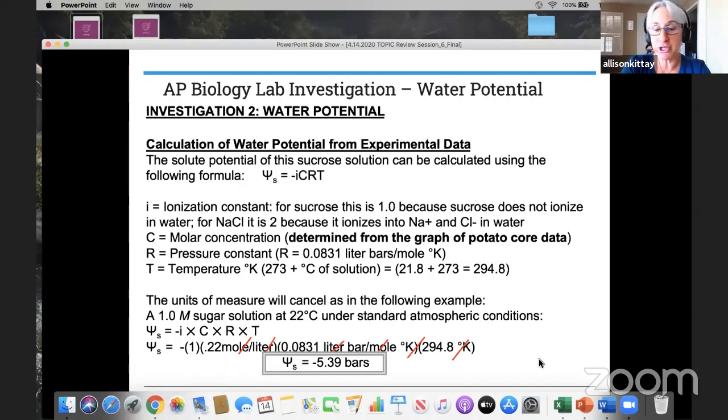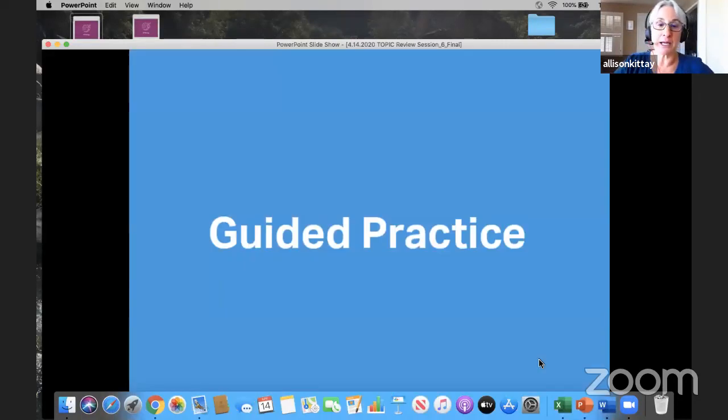So you can check my math, but you would just go ahead and plug in all those values into your calculator, and you're going to come up with a solute potential, which is always, always, always negative, right, of 5.39 bars. Okay, so let's do some practice.